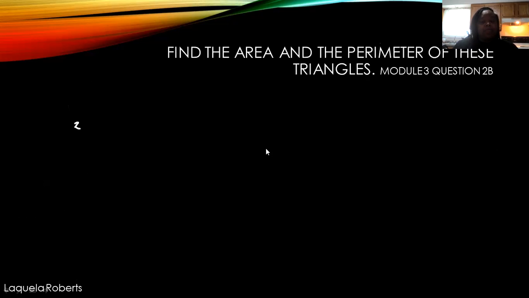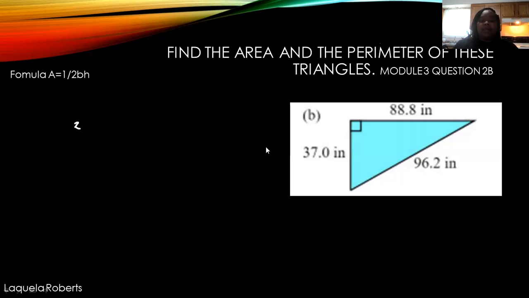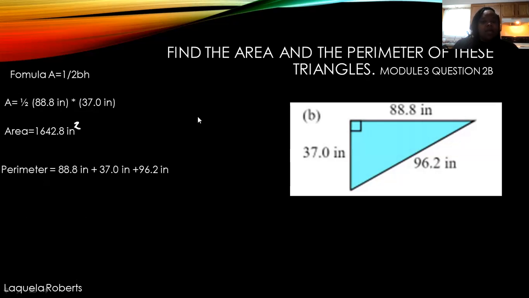Part B, we're going to do the same as we did on part A, the same formula, and we're going to do the area equals a half times 88.8 times 37, and that's going to give us 1,642.8 inches squared. And we're going to find P, which is 88.8 inches plus 37 inches plus 96.2 inches. And that's going to give us 222 inches.